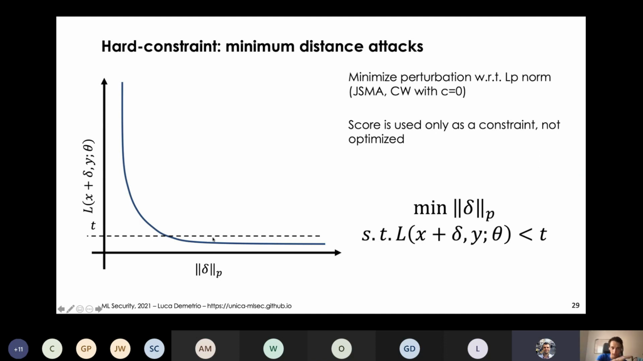So I put a threshold there, and I say, okay, I just want to cause a misclassification here, but I want to see where this thing lies, and I start to optimize this guy. And this is basically the form. So I'm basically putting a threshold on the score, and then I just move on this side. Of course, this T can vary, but this is basically the idea. And this happens when you use the Carlini-Wagner attack, when you discard the C, or the JSMA, or DeepFool, and so on.